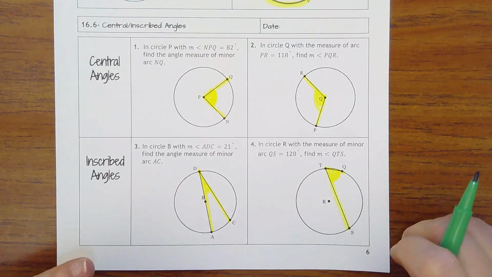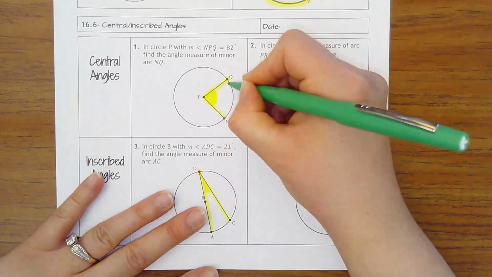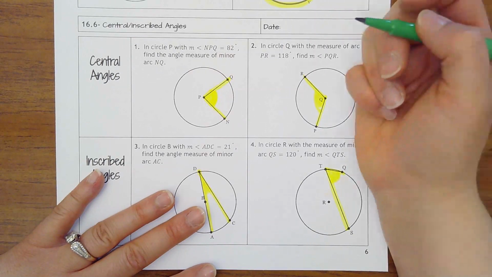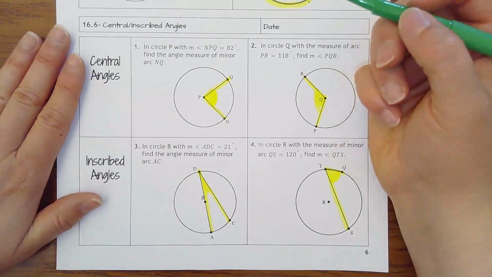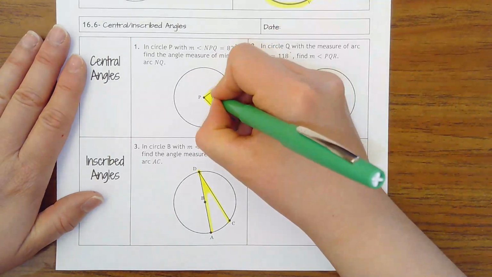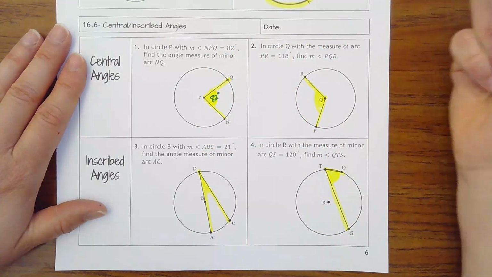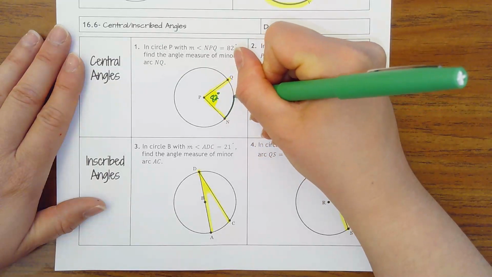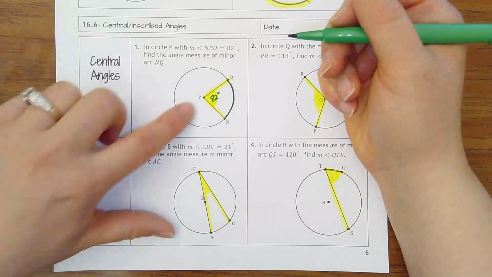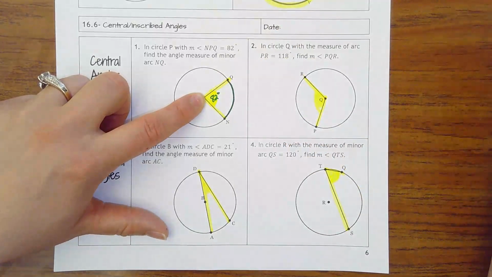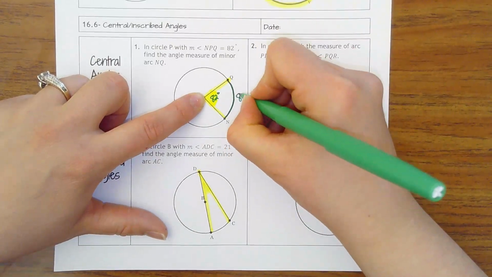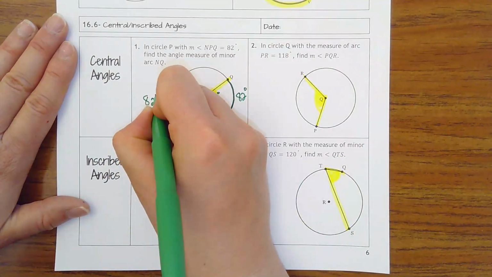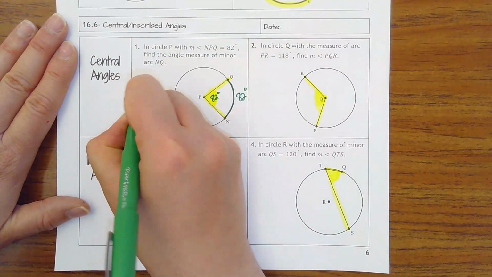And so we're going to talk about the relationship between the angle and the arc measurement, which is the outside degree of the circle. So number one says in circle P, with the measure of angle NPQ being 82 degrees, find the angle measure of minor arc NQ. So we want to know what this degree is. Well, whatever this angle is here inside is going to be the same measurement as the arc. So our answer is 82 degrees for arc NQ.